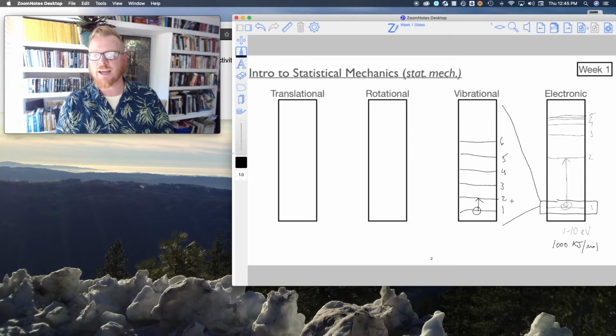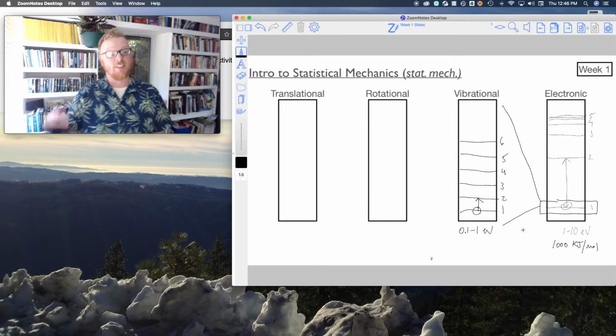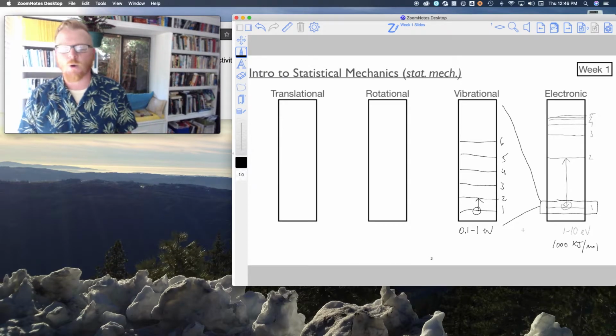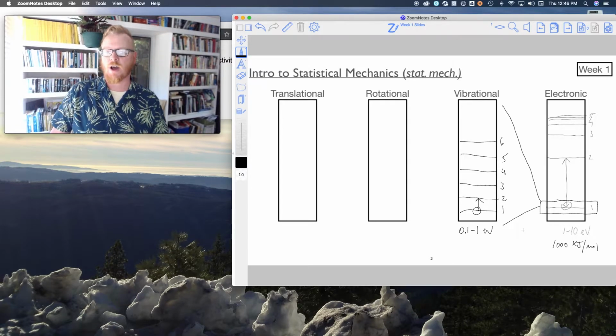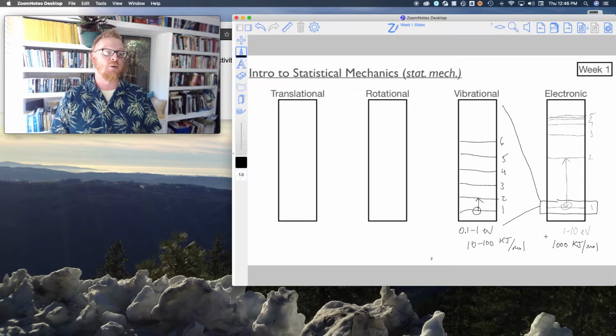So the requisite energy for a typical vibration, not all, but for a typical vibration, is just a fraction of that electronic level. It's about 0.1 to 1 electron volt for a typical spacing in a vibrational energy level. So about 10 times less than the electronic levels. Okay, and in terms of kilojoules per mole, that's roughly 10 to 100 kilojoules per mole for a collection of a mole of atoms.